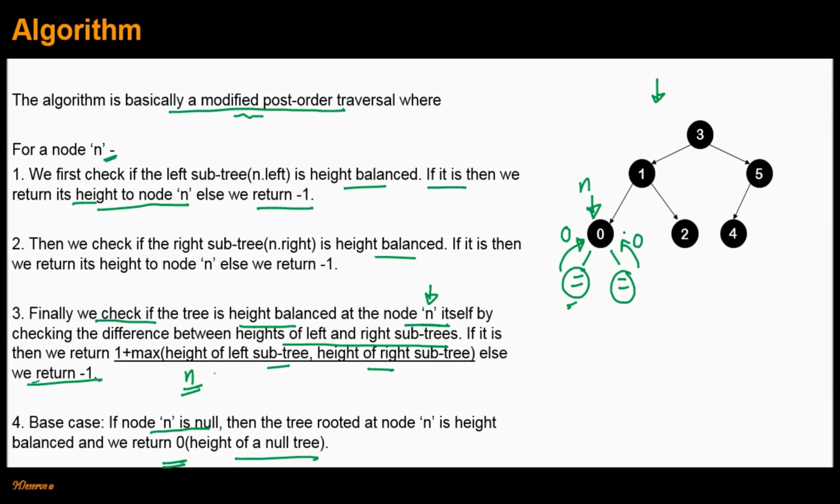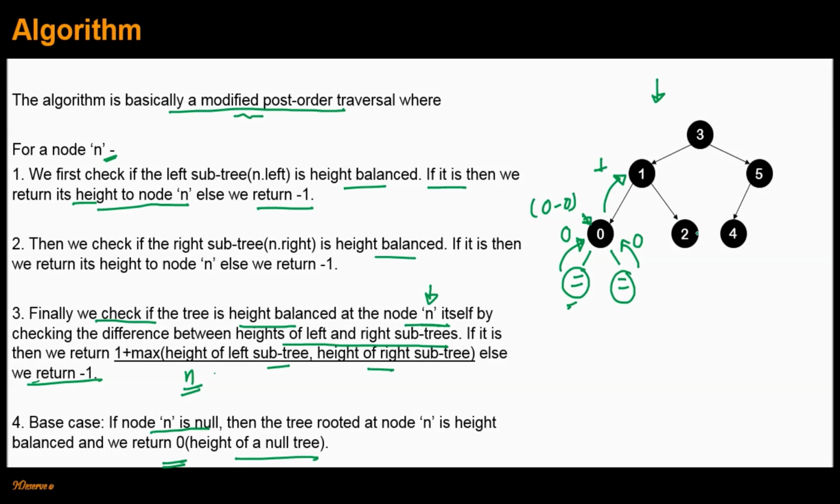Now in step number 3, we check if the tree is height balanced at the node n itself. And for checking that, we check the difference of heights of left subtree and right subtree. The difference comes out to be 0. Therefore, we conclude that the tree rooted at node 0 is height balanced and we return 1 plus maximum of height of left subtree and height of right subtree. That is 1 plus maximum of 0, 0. So overall, this node 0 returns 1 to the calling function.